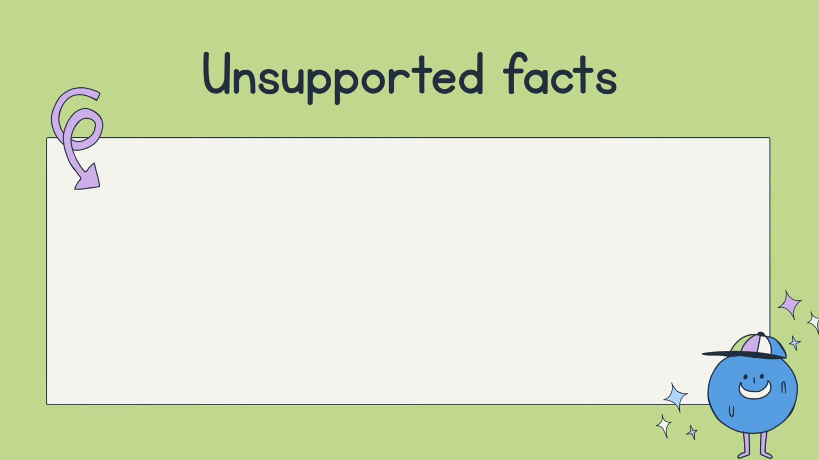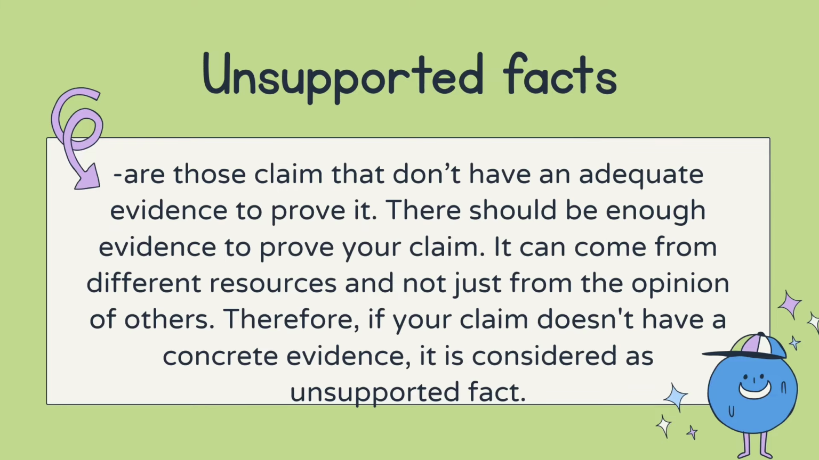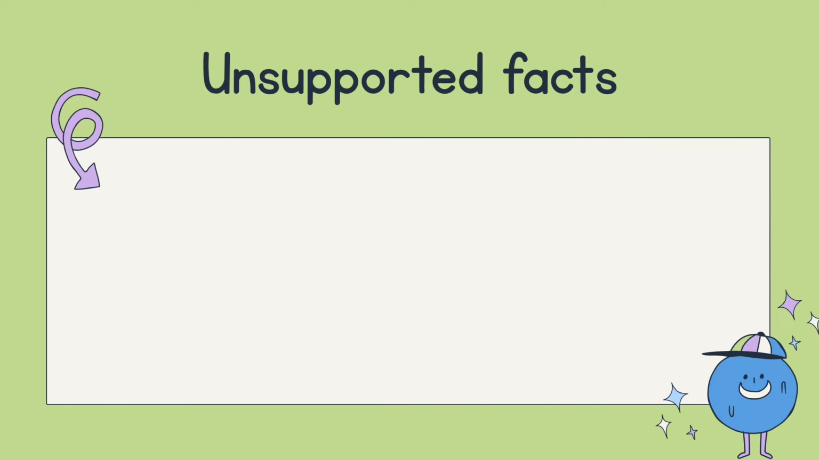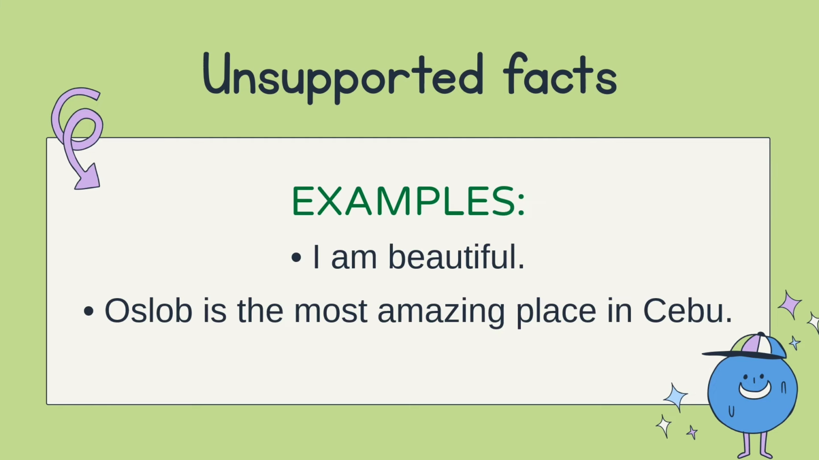Now we'll have unsupported facts. Unsupported facts are those claims that don't have an adequate evidence to prove it. There should be enough evidence to prove your claim. It can come from different resources and not just from the opinion of others. Therefore, if your claim doesn't have a complete evidence, it is considered as unsupported fact. Here are the following examples. The first one, I am beautiful. And the second one, Oslo is the most amazing place in Cebu.